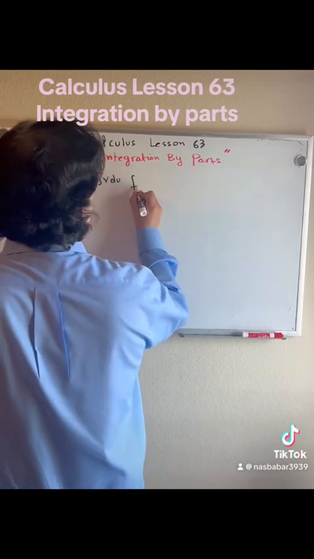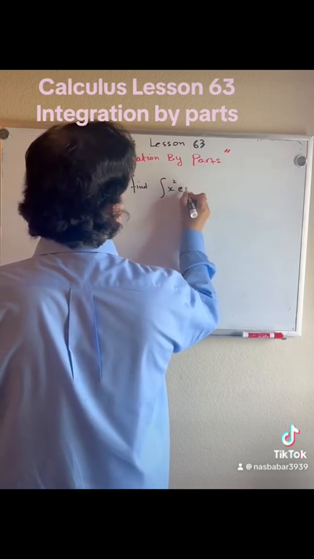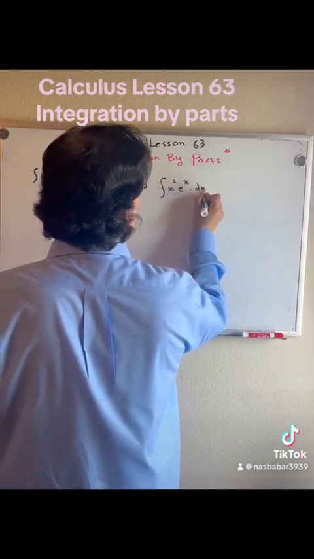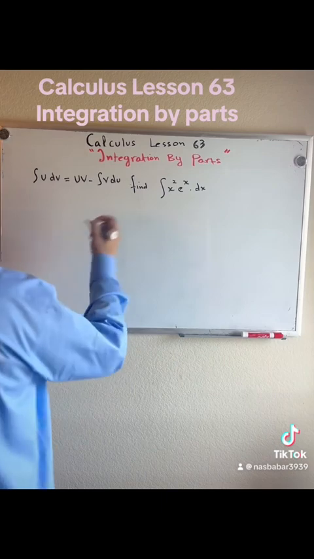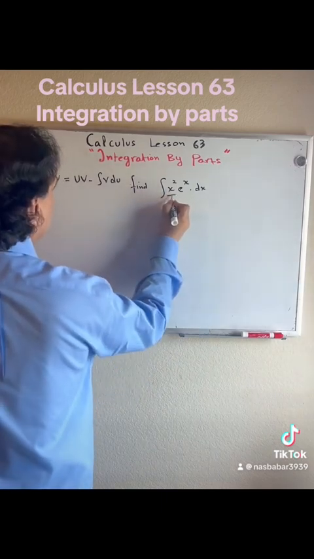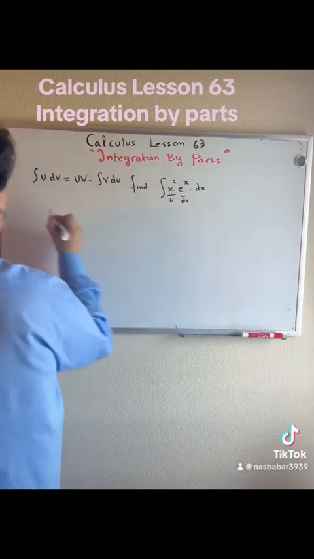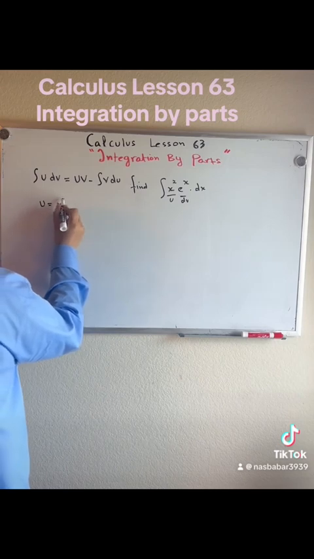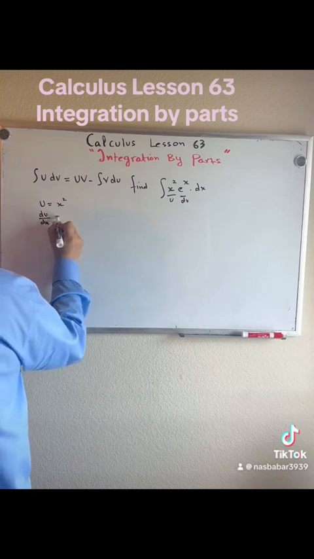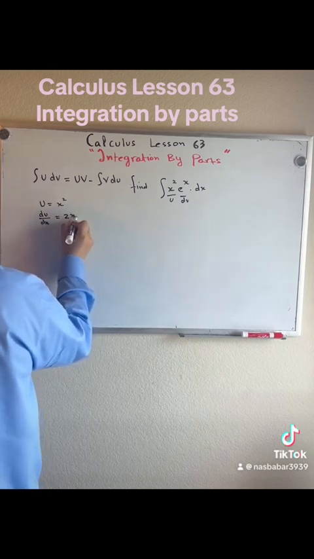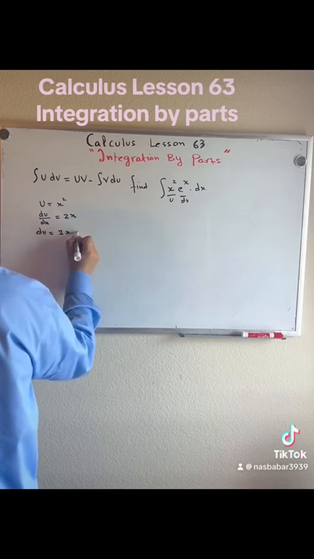Question is, find the integral of x squared e^x dx. Solve this using integration by parts. Well, let's go ahead and do that. Let's say this right here is u and this right here is going to be dv. So u is equal to x squared. Then du with respect to dx is going to be 2x, or I can just say du is equal to 2x dx.